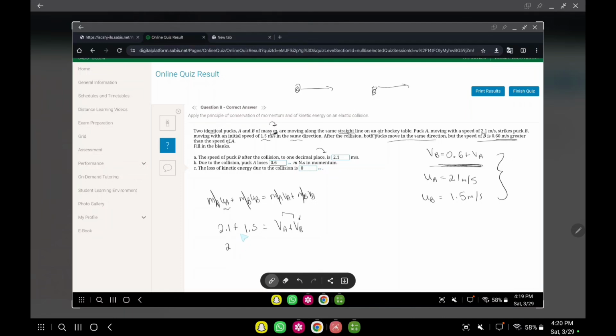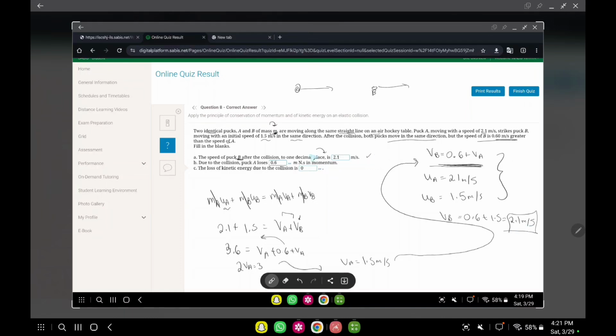So we continue. 2.1 plus 1.5 is 3.6, equals VA plus 0.6 plus VA. Take the 0.6 over, and you get 2VA is equal to 3. So VA is equal to 3 divided by 2, which is 1.5 meters per second. But are they asking for VA? No, they're asking for the speed of puck B. So we substitute this back into VB, and we get VB is 0.6 plus 1.5, which is 2.1 meters per second. Nice.